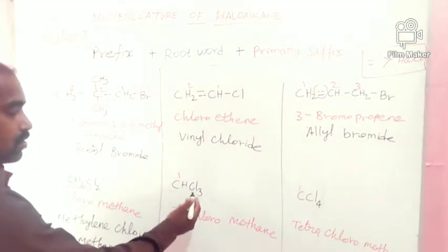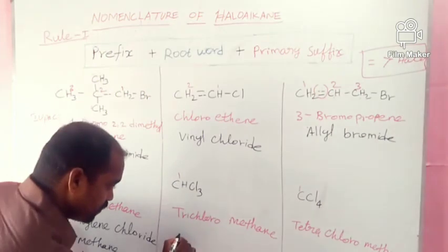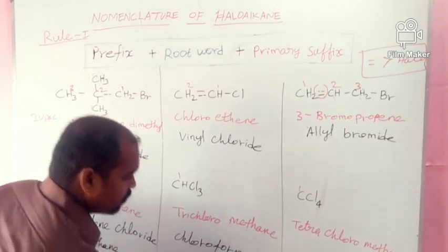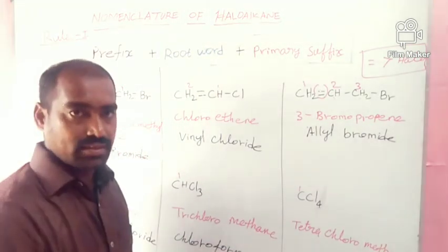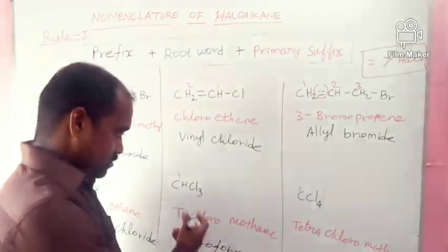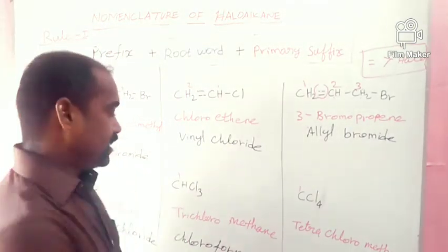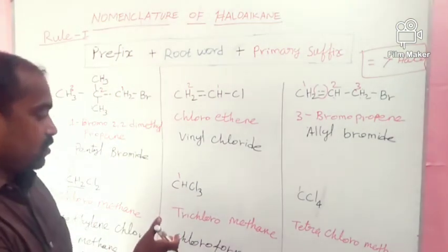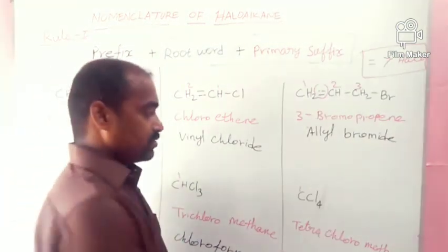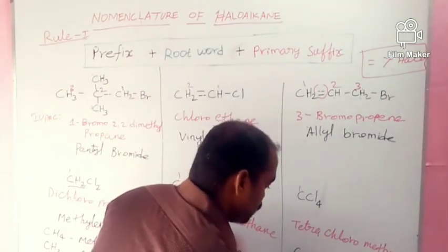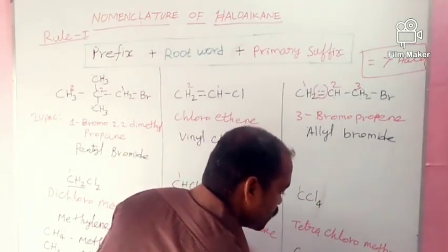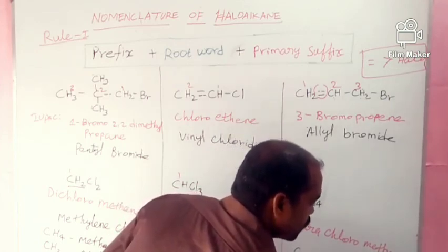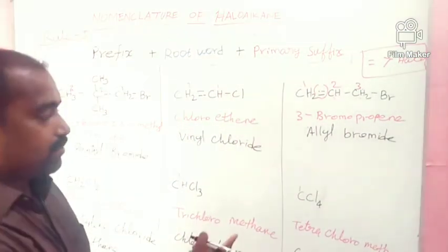What is that? Chloroform. It's a common name. Chloroform is very important, used to kidnap a person; for that this is used. We see the application part. What are the uses of methylene chloride, chloroform, carbon tetrachloride? Carbon tetrachloride is a very important solvent.